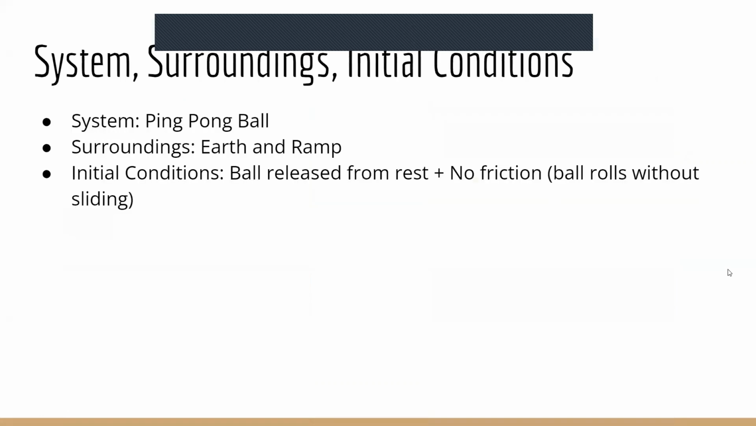Force decomposition is used to rewrite the force of gravity in terms of ramp coordinates for ease of calculations, as you can see here. The system's surrounding initial conditions are such, where the system is the ping pong ball, the surroundings is the earth and the ramp, and the initial condition is that the ball is released from rest and that there is no friction between the ball and the ramp as the ball rolls without sliding.